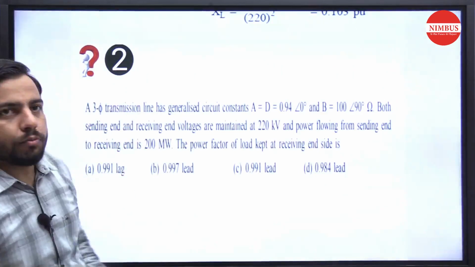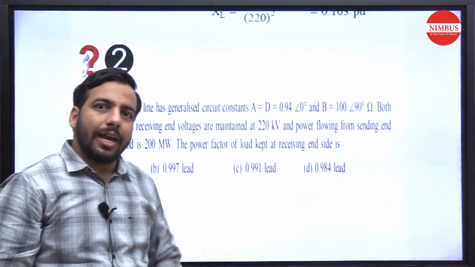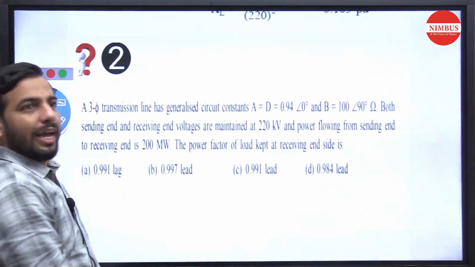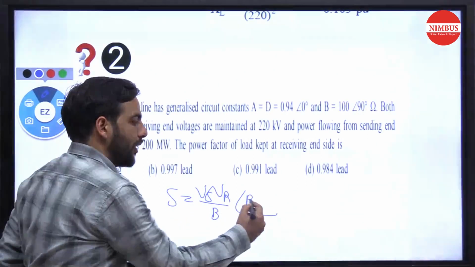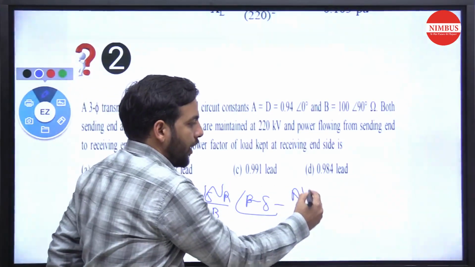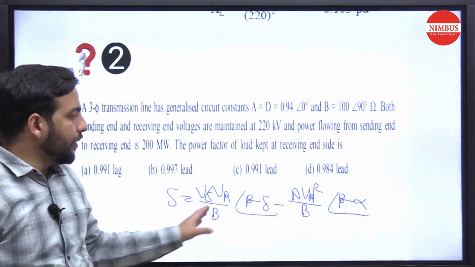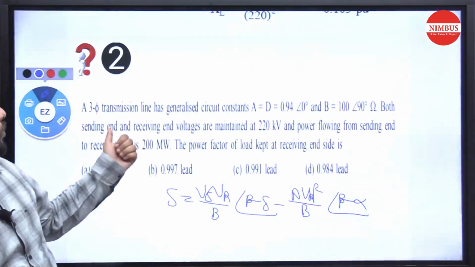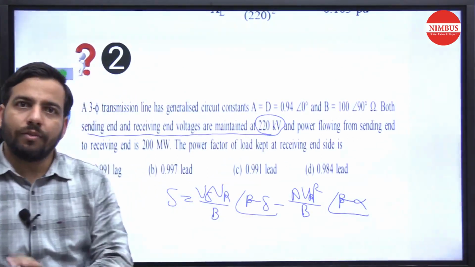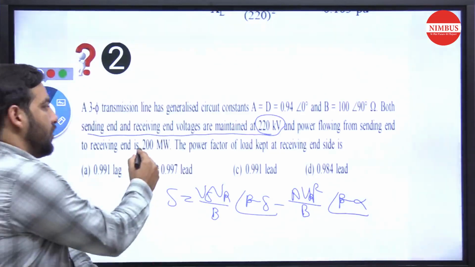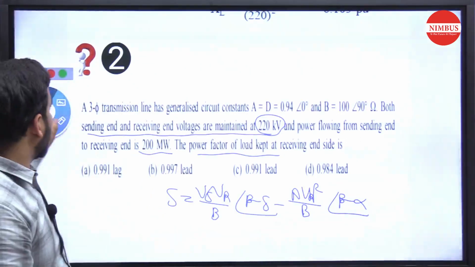The first question of transmission line modeling and performance is this one. Here these are the ABCD parameters, as I have talked about. Then what will the formula of S be? Vs Vr upon B angle beta minus delta, minus A Vr square upon B angle beta minus alpha. ABCD parameters are given, and Vs and Vr are also given. Here the sending and receiving end voltages are maintained at 220 kilovolt, so Vs and Vr are equal. P is given, and for the power factor you need to calculate QR. Let's talk about it.